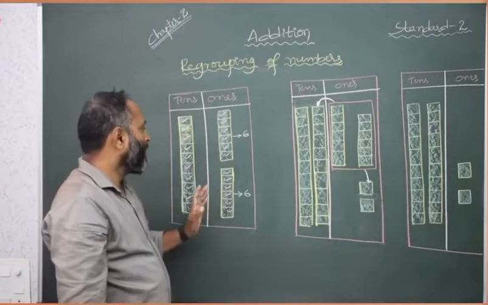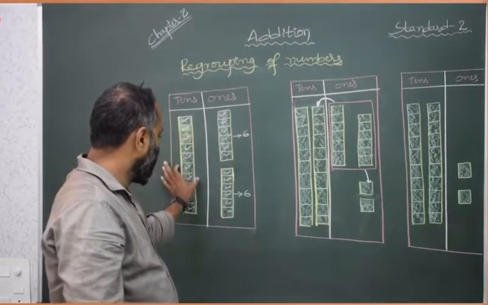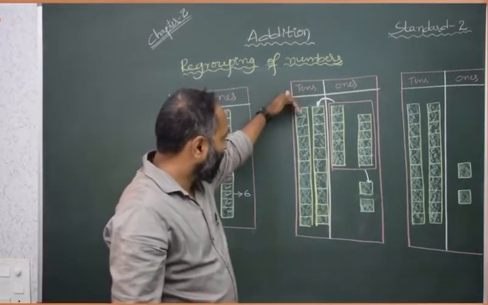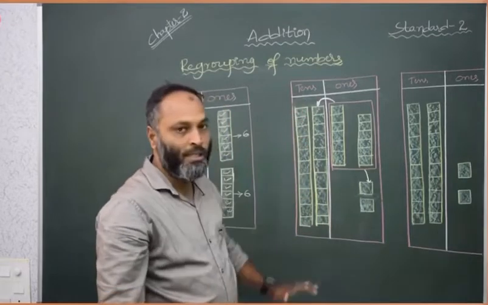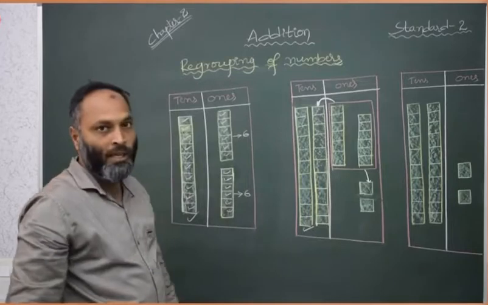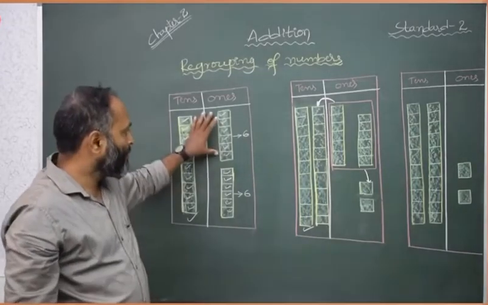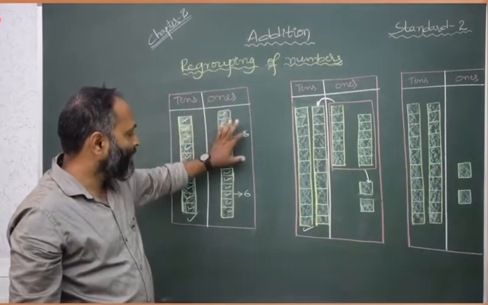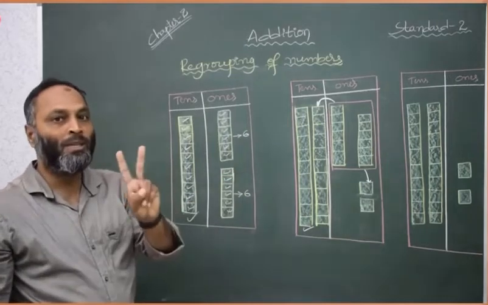Then how to regroup? In the tens place, one block is there, this complete block stays as it is. We keep this block as it is, no change. In the ones place, there is a 6 and another 6. Total two 6s were there.